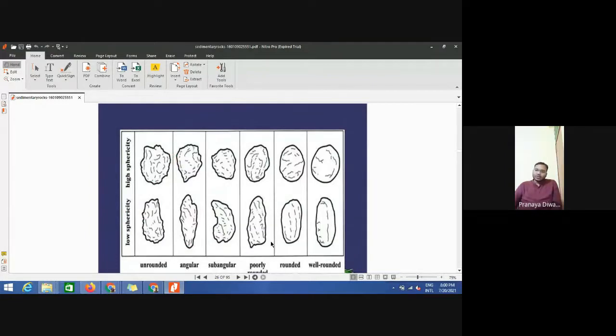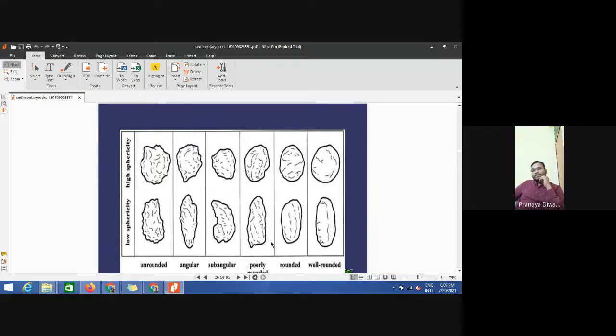The first one is well-rounded. You may think that this last one is not a well-rounded sediment, but how can we consider this as well-rounded? There are two things: sphericity and roundness. Roundness is whether it is elongated or not, whereas sphericity is just like your earth and all. So how round is this?